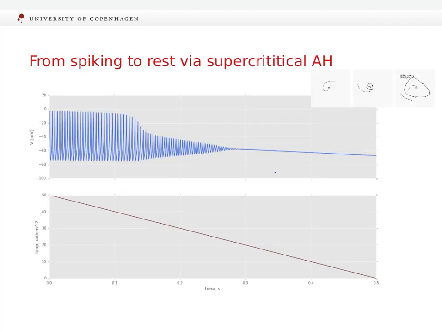If we are going from spiking to resting state by a supercritical Andronov-Hopf bifurcation, what we observe is little if any change in frequency. So the rate of spiking is kind of constant here. Again, here is an applied current and it goes down. But the amplitude of spikes gets smaller.